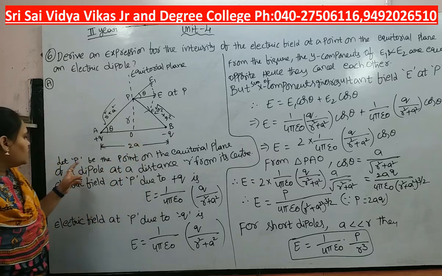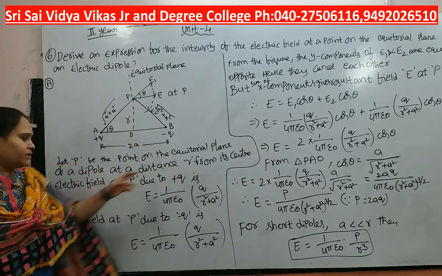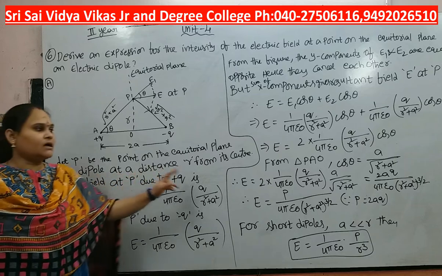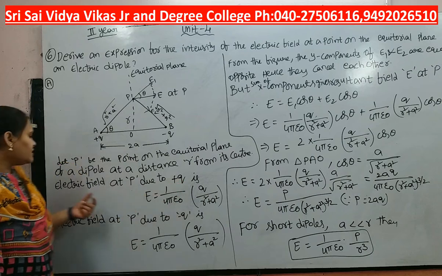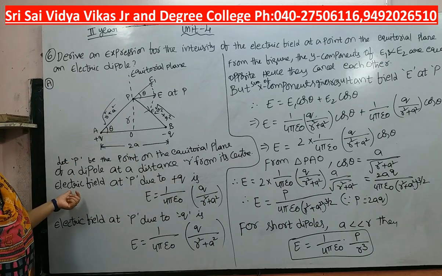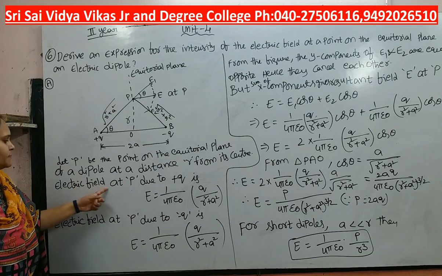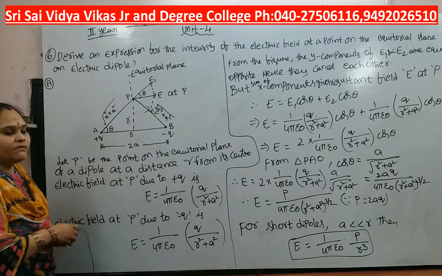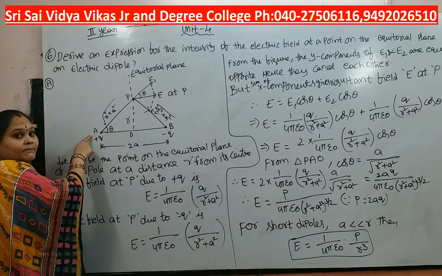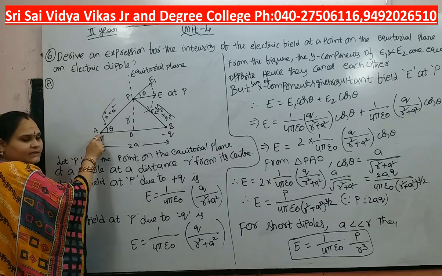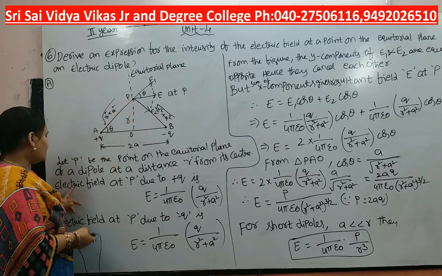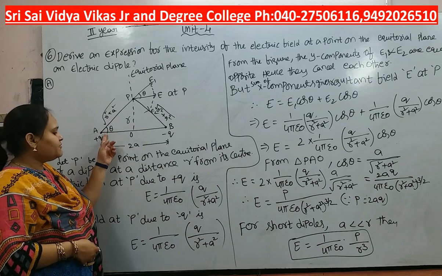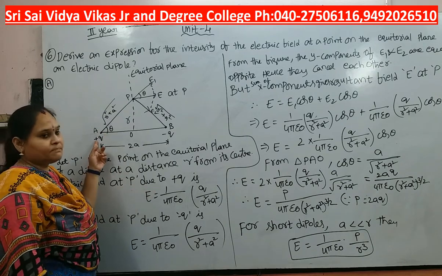So now let P be a point on the equatorial plane of the dipole at a distance r from its center. We can find the magnitude of the electric field E at P due to plus q. Once more, we can find the magnitude of the electric field at P due to the charge plus q.